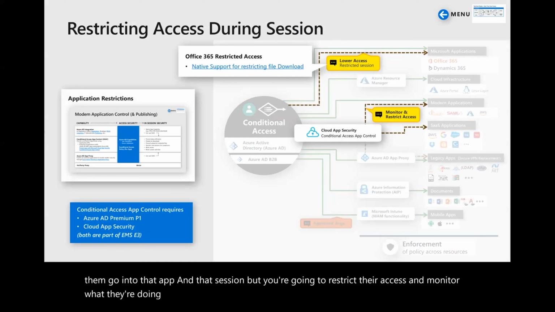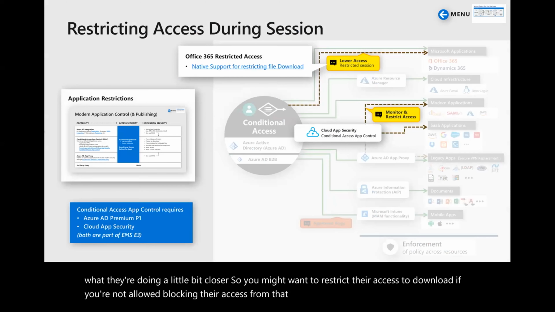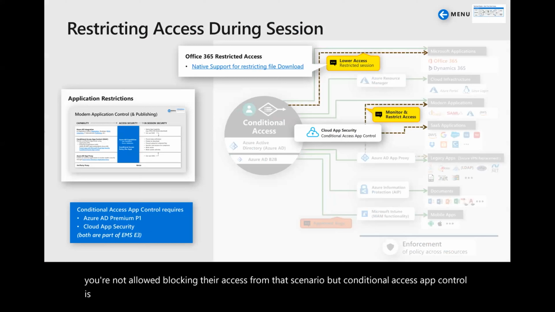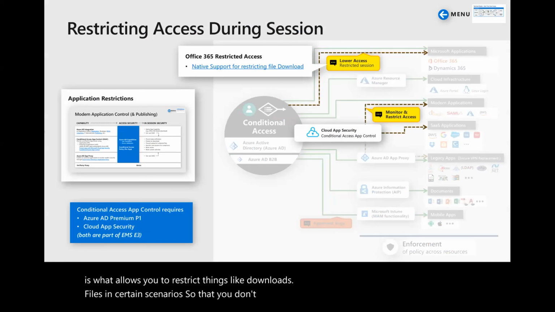So you might want to restrict their access to download if you're not all out blocking their access from that scenario. But conditional access app control is what allows you to restrict things like downloads of files in certain scenarios so that you don't have data leaving your environment.